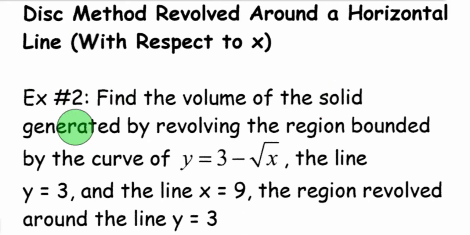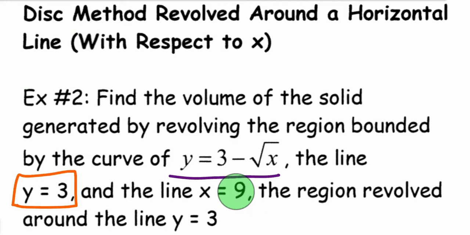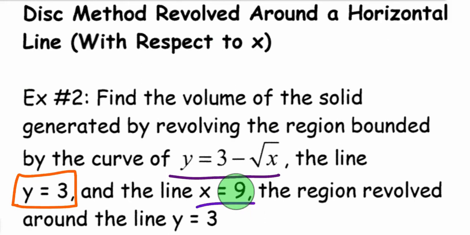Find the volume of the solid generated by revolving the region bounded by the curve. So the first curve we have is y equals 3 minus square root of x. The line y equals 3. So this time it's not necessarily the x-axis. It's a different line, still a horizontal line, y equals 3. And the line x equals 9, so it's going to be bounded by that line. So we'll go ahead and underline that one as well.